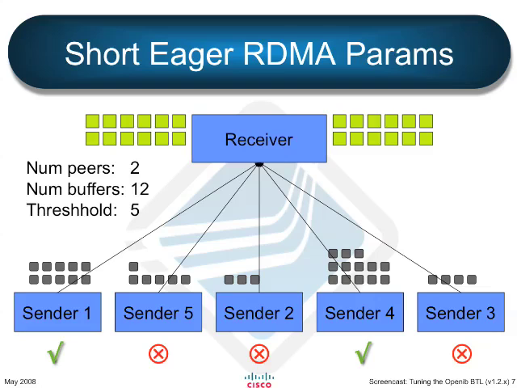and definitely meets the threshold, but this is where the third parameter comes in and says, you know what? I'm only going to allow 2 peers to do short eager RDMA to me. So therefore the threshold was met, but I've already met the maximum number of peers that I'm going to do for short message RDMA. So therefore sender 5 also fails the criteria and stays at send-receive semantics.